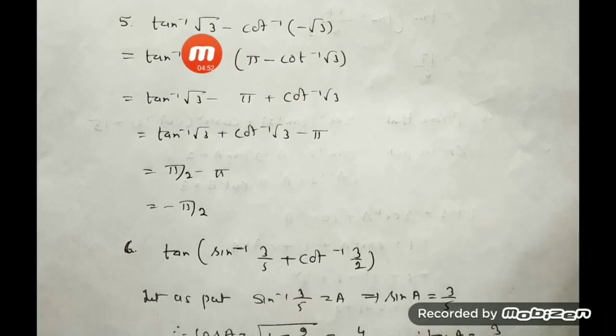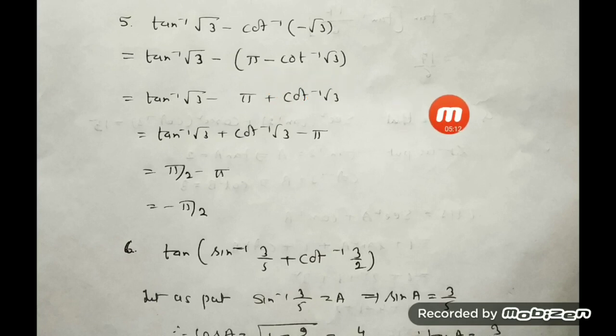This one also. First, if you see the question, tan inverse root 3, cot inverse minus root 3. Tan and cot inverse, similar value is there, but the problem is that negative sign. So use this negative formula and convert into positive. Cot inverse of minus root 3 can be written as pi minus cot inverse of root 3.